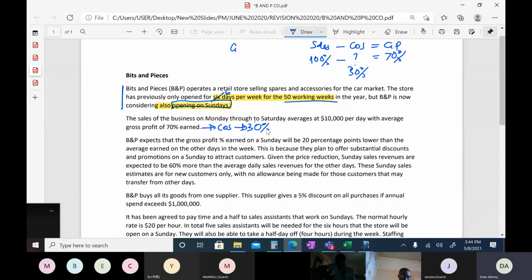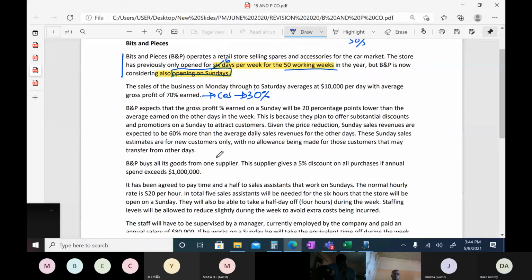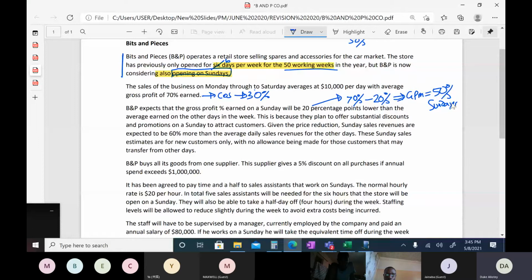Very interesting. Okay. Now it says, now BP expects that the gross profit earned on a Sunday will be 20 percentage points lower than the average earned on the other days. So if it's going to be 20 percentage points, then it means that today it is this minus 20 percentage point. The gross profit margin is expected to be 50% only on Sundays. Very, very important. Okay, only on Sundays.